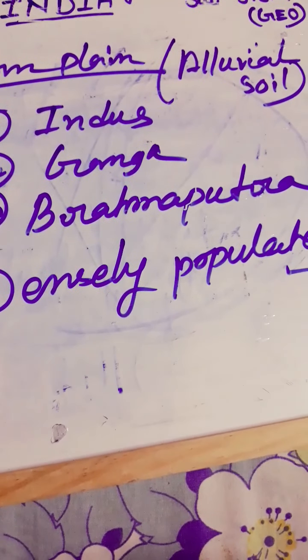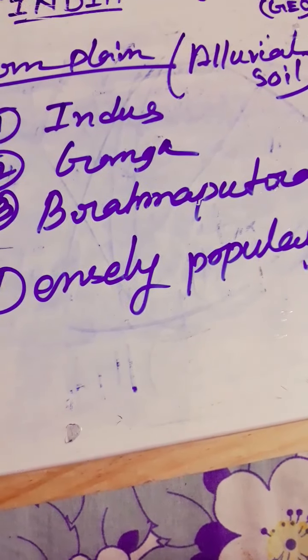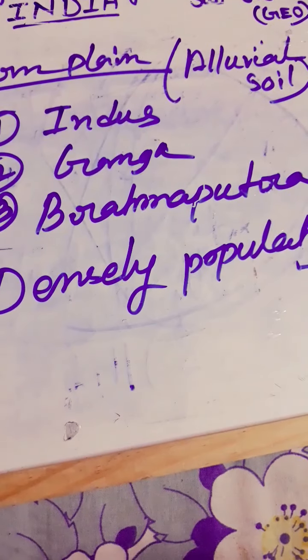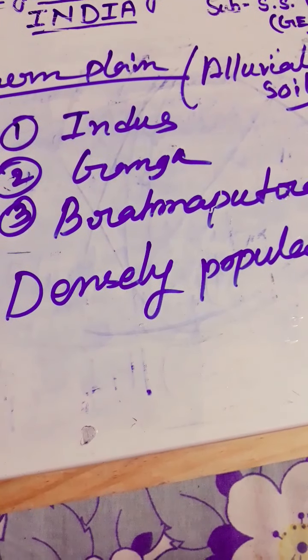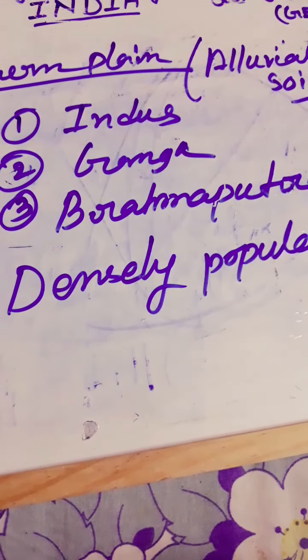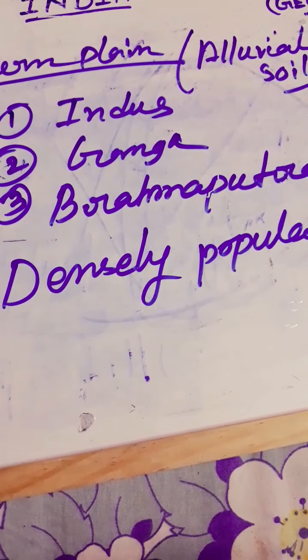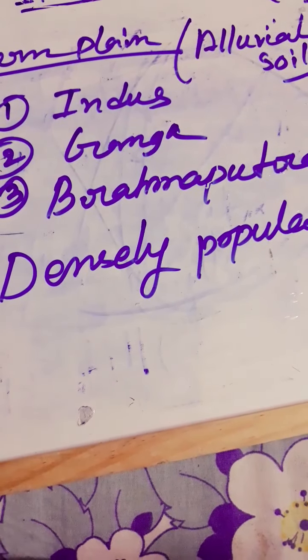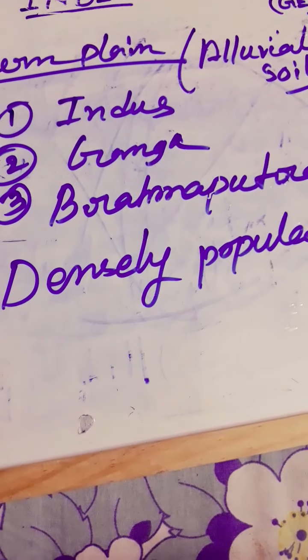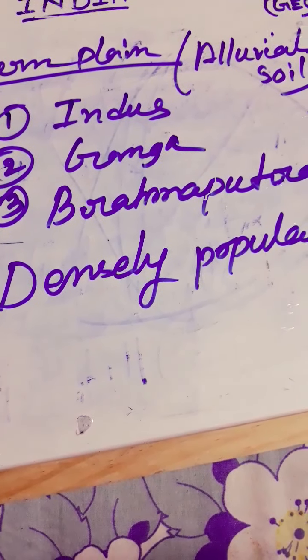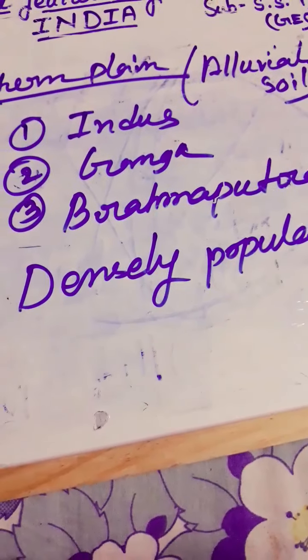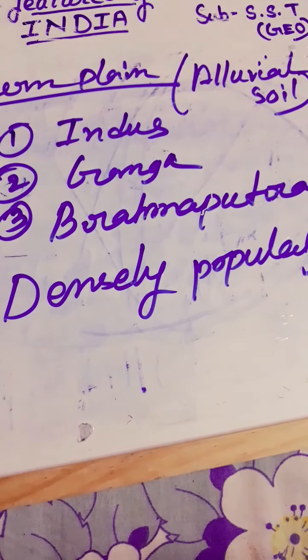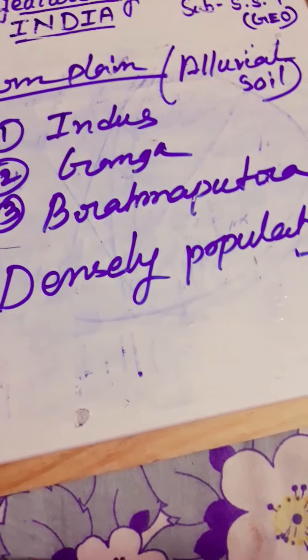And it has a favorable climate also, adequate water, and it is an agriculturally productive part of India. The rivers in their lower course split into numerous channels due to the deposition of silt. These channels are known as distributaries.